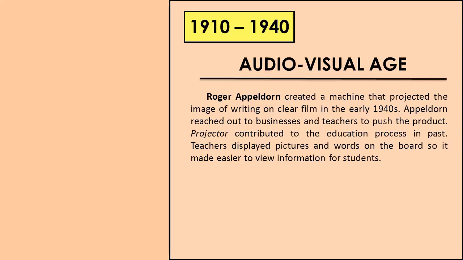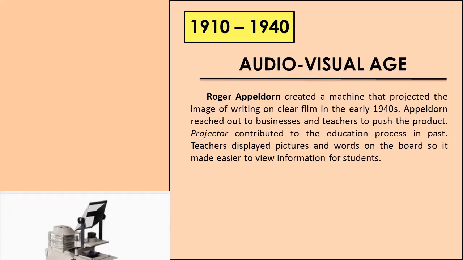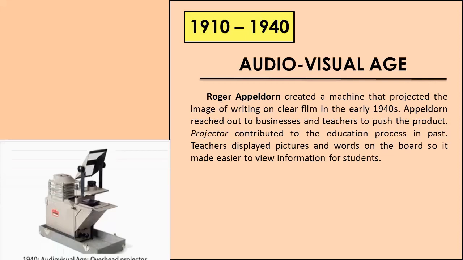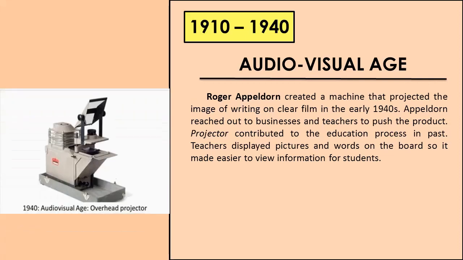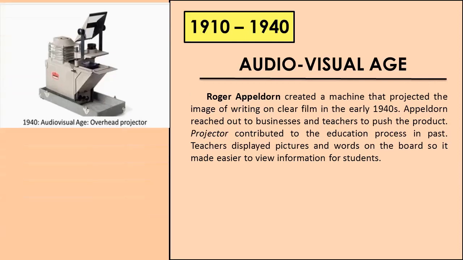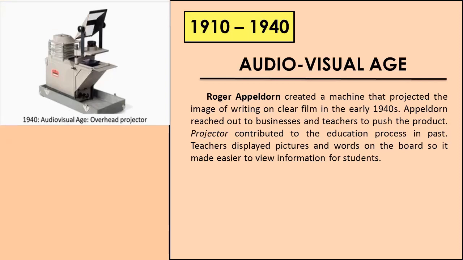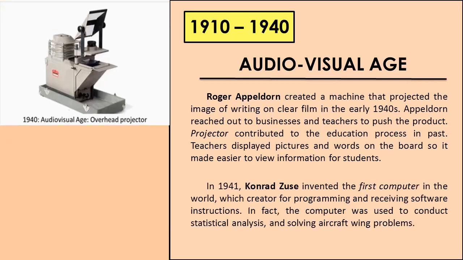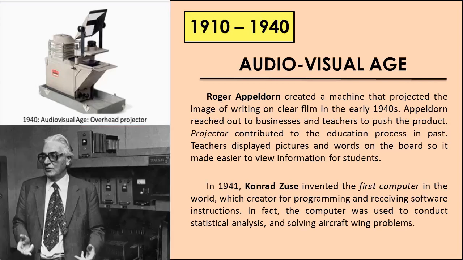Roger Appledorn created a machine that projected the image of writing on clear film in the early 1940s. Appledorn reached out to businesses and teachers to push the product. Projectors contributed to the education process in the past. Teachers displayed pictures and words on the board so it was easier for students to view information. In 1941, Konrad Zuse invented the first computer in the world, which was for programming and receiving software instructions. In fact, the computer was used to conduct statistical analysis and solve aircraft wing problems.